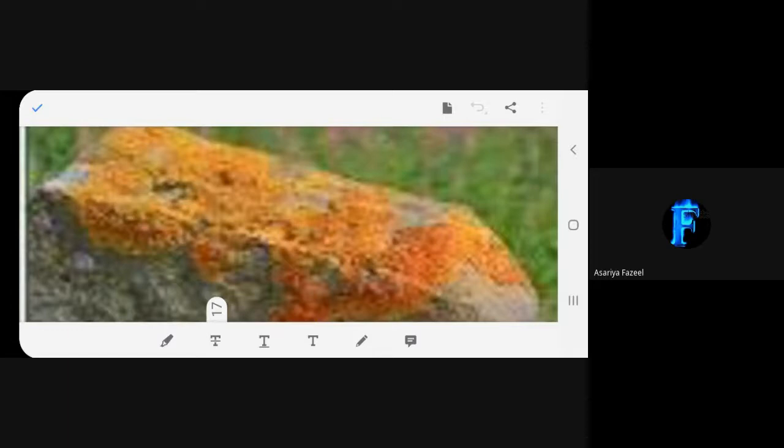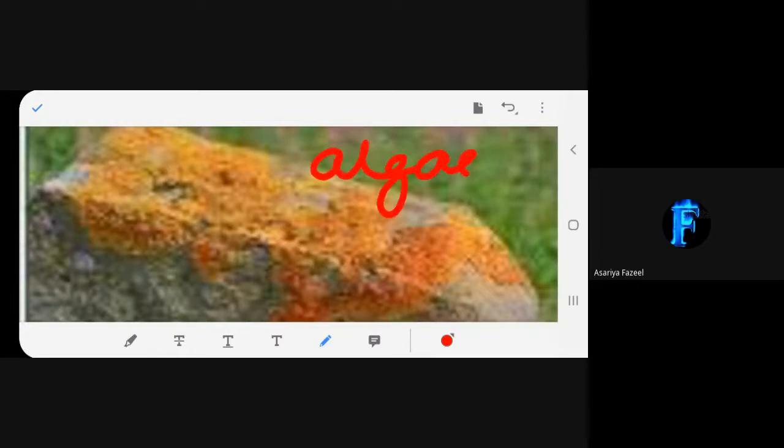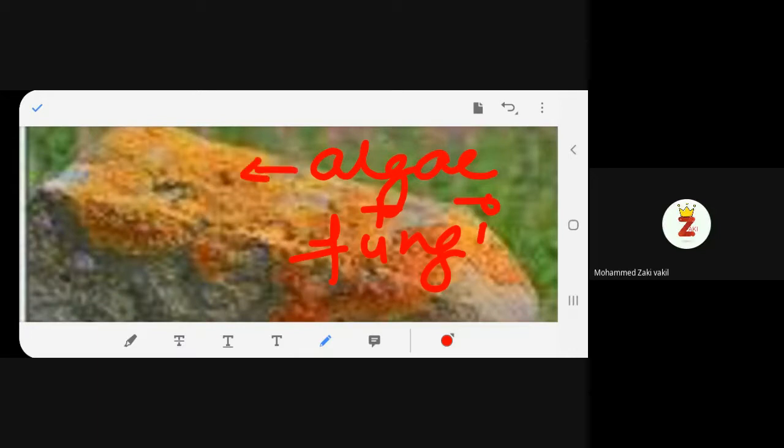And this is a combination of what? It is a combination of two organisms. One is algae and the other one is fungi. What is algae doing, beta? Algae is making food. And what is fungi doing? Fungi is giving shelter and protection. So both are helping each other.